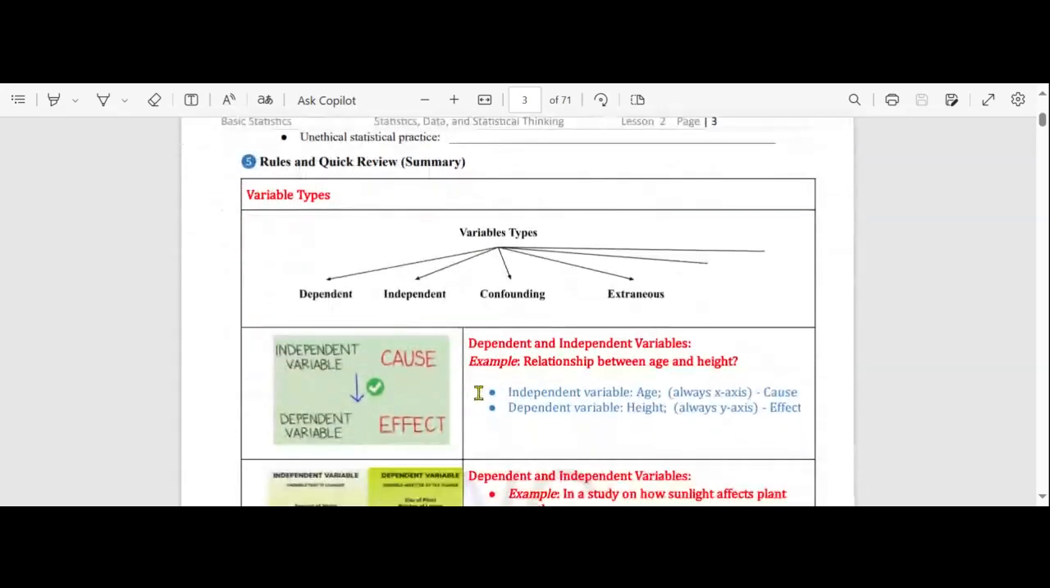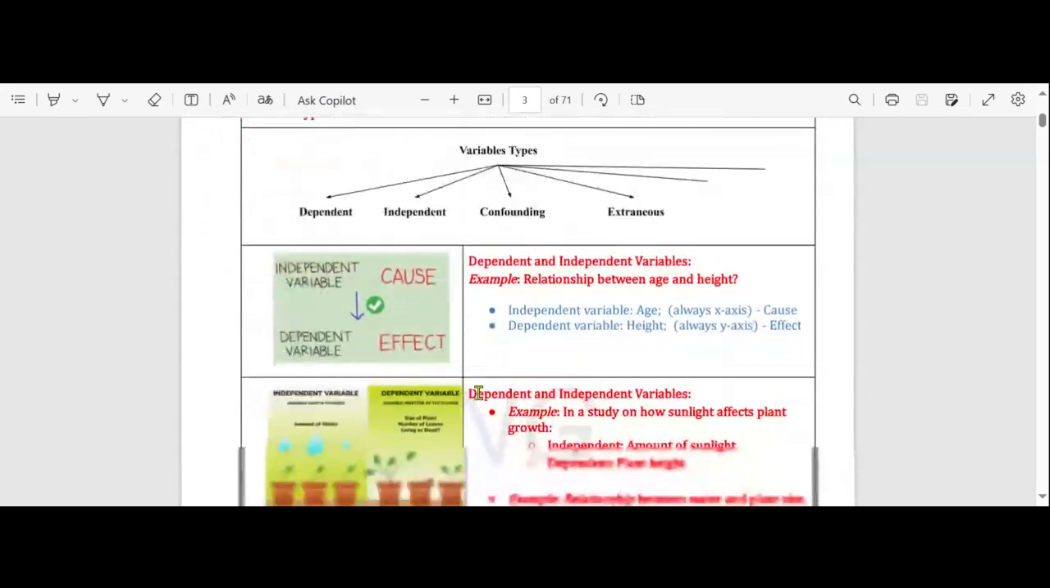And the first summary here is variable types. We have different types of variables. We have dependent, independent, confounding, extraneous. So let's take a look at each one of them and decide on what goes with what.